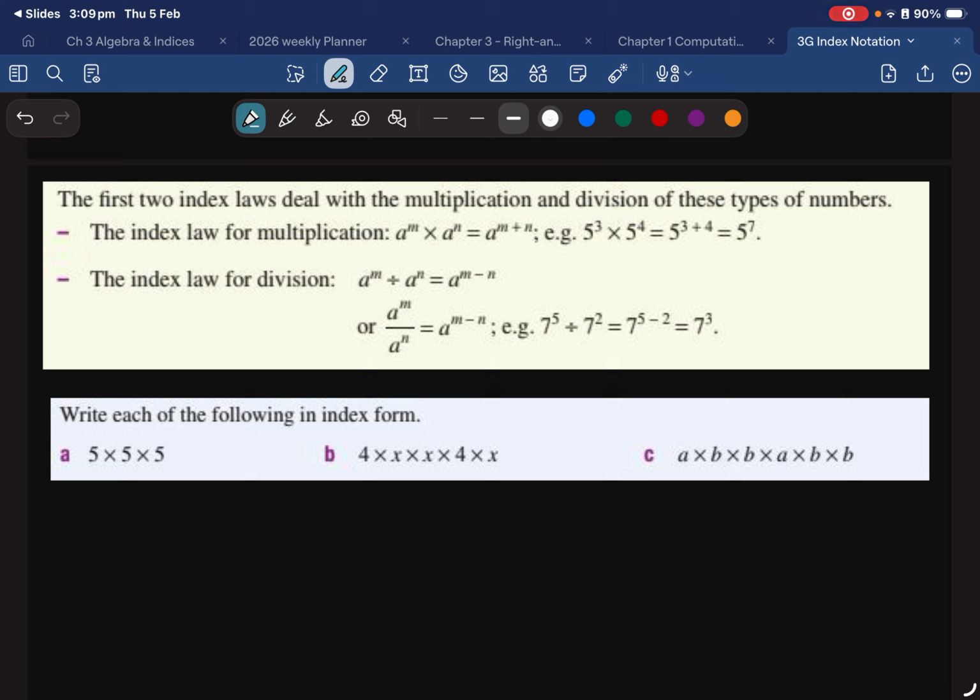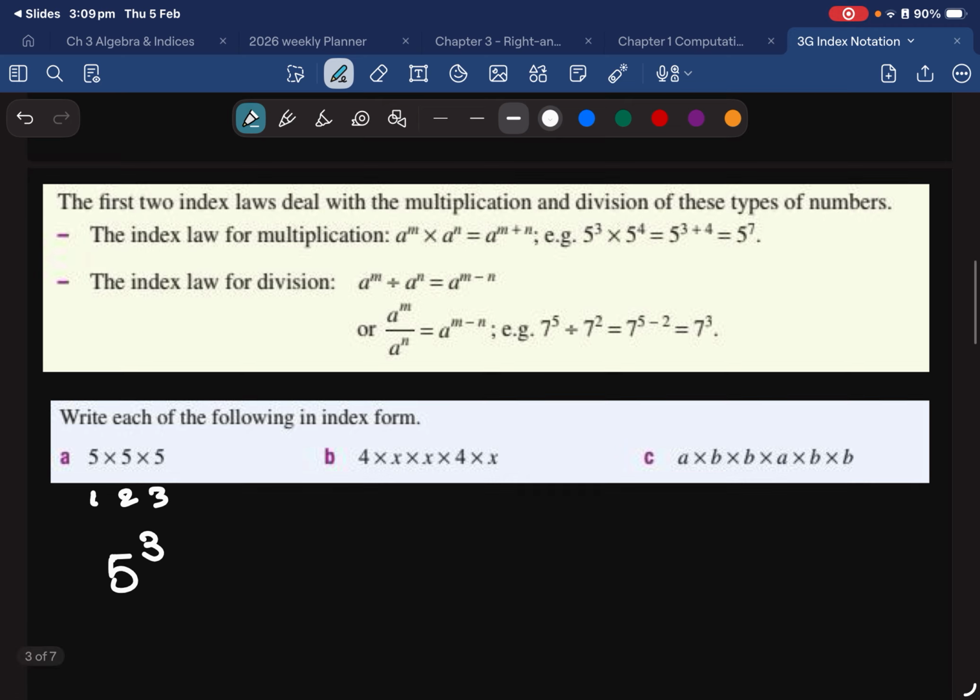How many 5s do I have? I've got 1, 2, 3. So that's going to be 5 to the power of 3. This one here, I've got 4 and 4, so I've got 4 to the power of 2. And I've got 1, 2, 3 x's. They're all multiplied together, so that's going to be x to the power of 3. Same thing over here, I've got 2 a's, so a to the power of 2. And I've got 1, 2, 3, 4 b's, b to the power of 4.